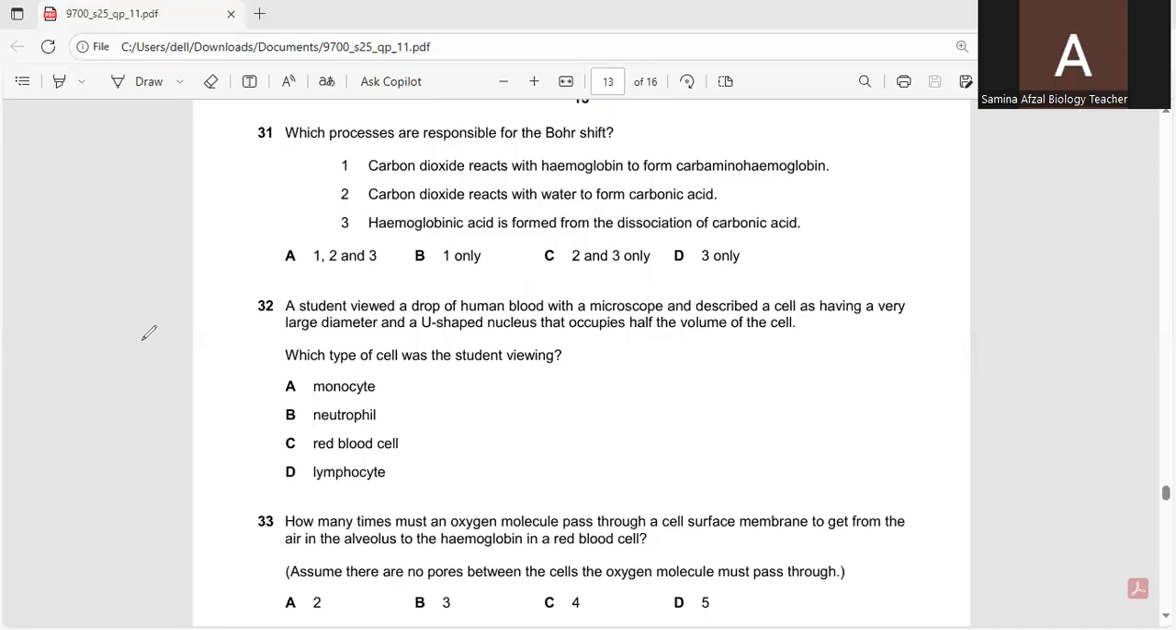Bohr shift is a physiological phenomenon where the oxygen dissociation curve shifts to the right in response to an increased carbon dioxide concentration level in the blood. So a high concentration of carbon dioxide will reduce blood pH, which in turn lowers hemoglobin's affinity for oxygen. When there is a high concentration of carbon dioxide, the affinity of hemoglobin for oxygen will be reduced. So in that case, the curve will shift towards the right.